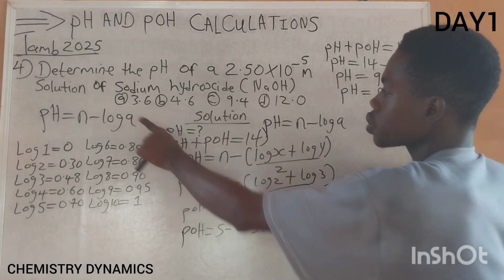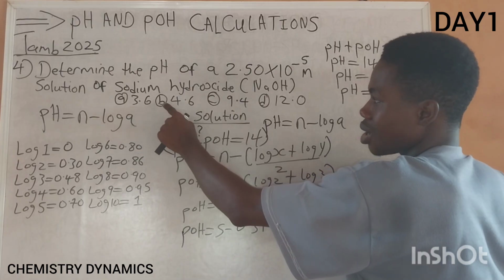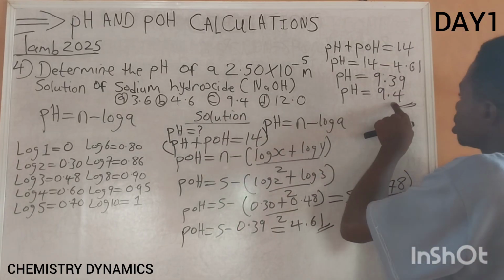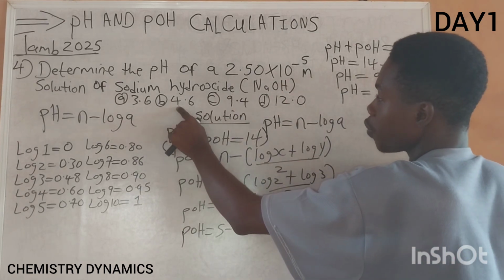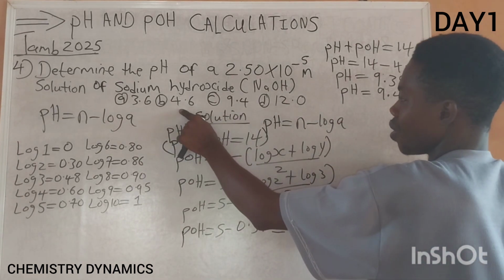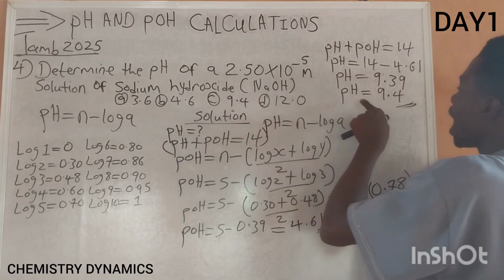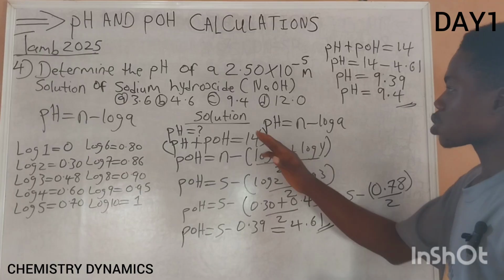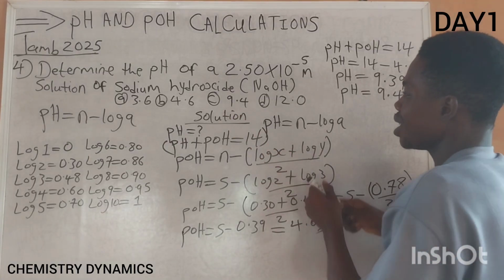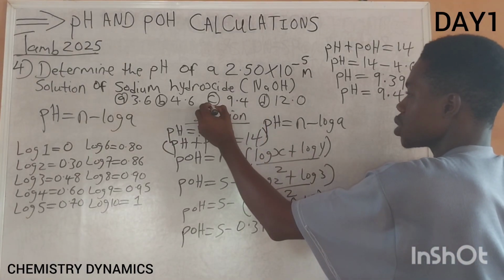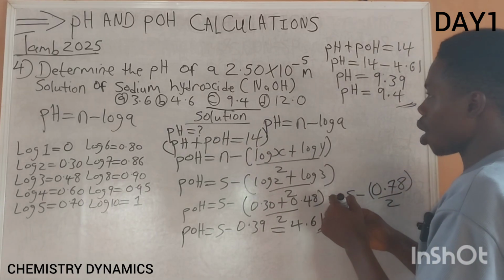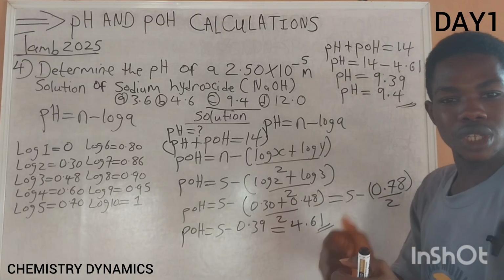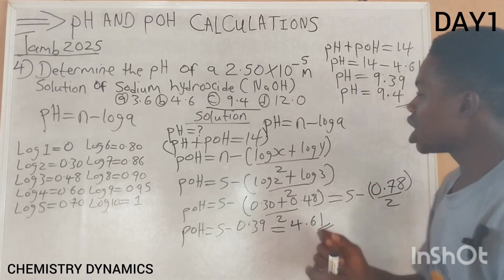Now, have we got this answer? Let's check our options. Option A is 3.6. Wrong. Option B is 4.6, and I got 9.4, so this is still not correct. Option C is 9.4, and the answer will go to 9.4. No need to go to option D again, which means that option C happens to be the right answer. So the answer to this question is option C. So you can see that even when we did not press log in the JAMB calculator, we still got the answer.